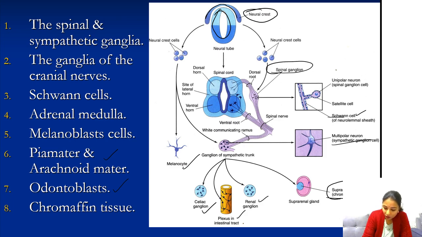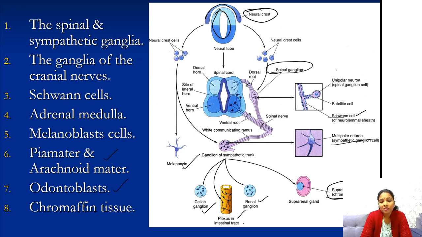Schwann cells, which form the myelin sheath of the peripheral nervous system, are also derived from neural crest cells. Chromaffin cells, or the medulla of the suprarenal gland, are derived from the neural crest cells. And all the ganglia and plexuses formed from the parasympathetic nervous system, like renal ganglion, intestinal plexus and celiac ganglion, and pigment cells like melanocytes are also derived.